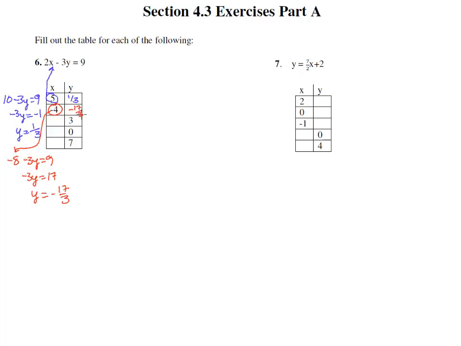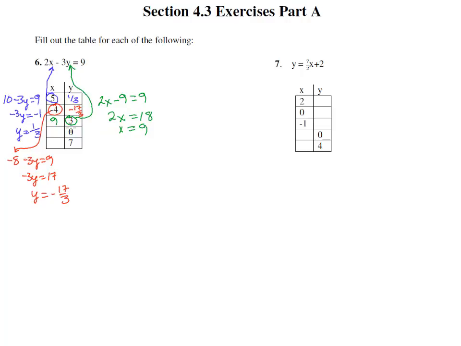The next one, we have 3, but this time it's not going in for x, it's going in for y. So let's stick 3 up here and we end up with, let's draw what we're doing here. We get 2x minus 9, that's 3 times 3, equals 9. Add 9 to both sides and we get 2x equals 18. Divide by 2 and we get x equals 9. So 9, 3 is a point on that line.